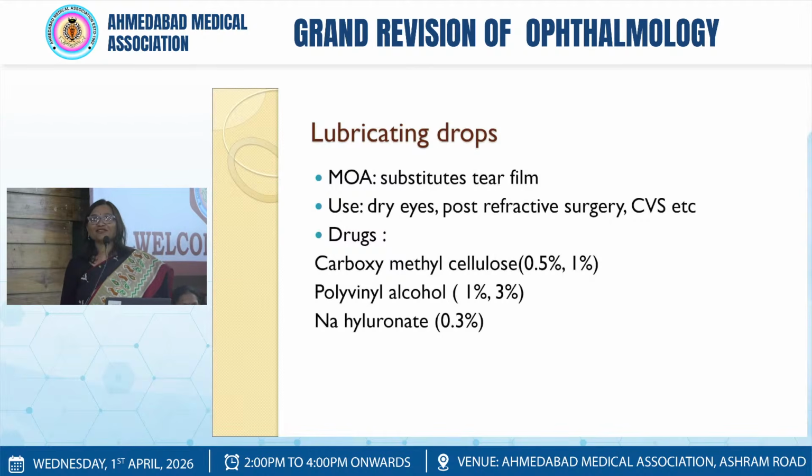There are various types of artificial tear substitutes available. One is carboxymethyl cellulose, which is available as 0.5 and 1%, polyvinyl alcohol and its derivatives, and sodium hyaluronate. The most common uses are for dry eye, for post-refractive surgery, for any post-operative patients where there is an ocular surface abnormality, in patients with computer vision syndrome, and in patients with SJS where there are various components of dry eye. And these act as tear substitutes.